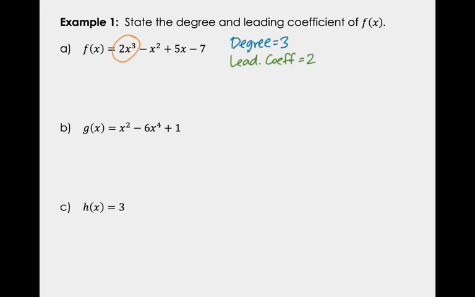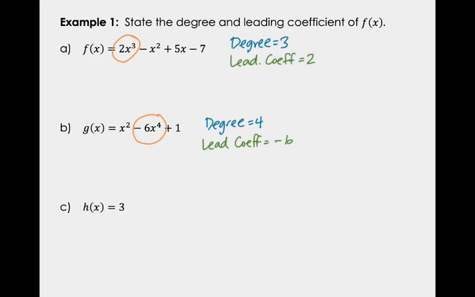Then the next one, again, if I'm trying to be sneaky, I kind of buried the biggest exponent there in the middle of the function. So it doesn't always have to be the first term. This one is a degree 4 polynomial, and its leading coefficient is equal to, not 2, it's negative 6. Whatever number is stuck to the highest power of x is your leading coefficient. So you're just looking for the biggest exponent and the number stuck to it, and that gives you the degree and the leading coefficient.